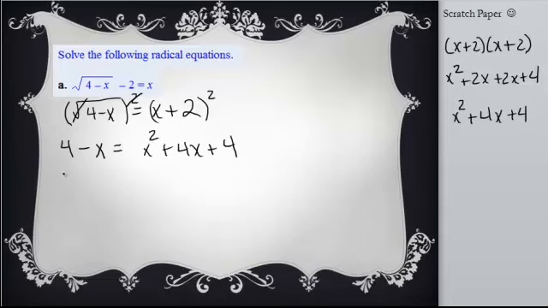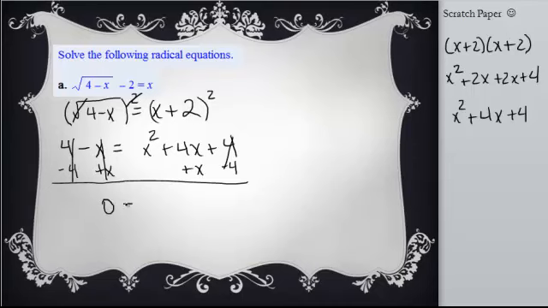Okay, if we were to subtract 4 from both sides, that would be 0. If we were to add x to both sides, this would be 0. So we have 0 equals x squared plus 5x. Now we have a quadratic equation. We need to factor that. We can factor out an x. We'll be left with x plus 5.